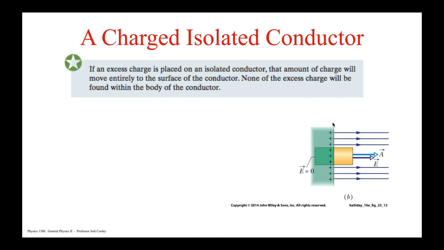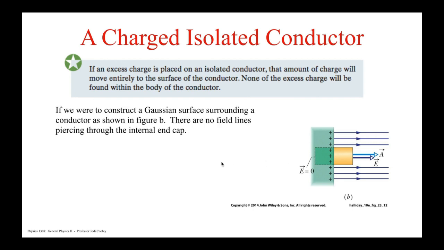And so what you can see here is that means if this here is a slice away of my conductor and it has an excess charge on it, and I were to take a Gaussian surface and cut away through here, what that means is that I would have an electric field coming out of one side of my conductor, but no electric field on the Gaussian surface that is inside my conductor. So no field lines are going to pierce through the internal end cap of that Gaussian surface.